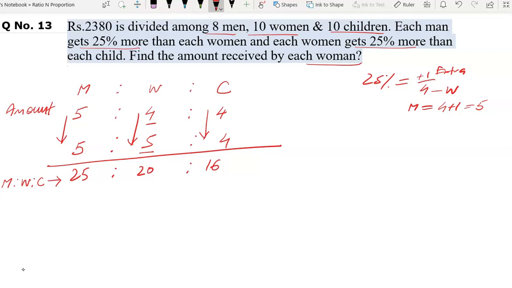Now in this question it's given rupees 2380 is divided among 8 men, 10 women and 10 children. Now this is the ratio of amount, 25 is to 20 is to 16, and we have 8 men. So we will multiply this by 8. We have 10 women, we will multiply this by 10, and we will multiply this by 10 for children. So we will get 200. Here also we will get 200, and here we will get 160. Now this is the total amount which is received by 8 men, 10 women and 10 children.